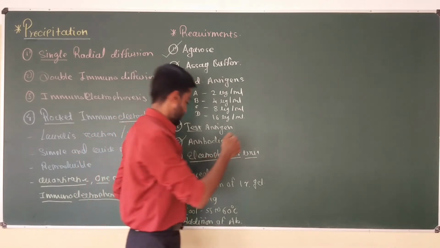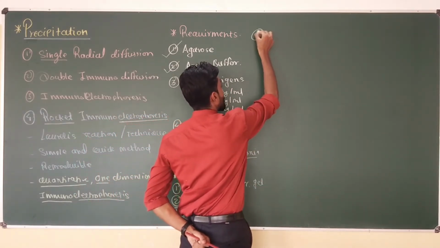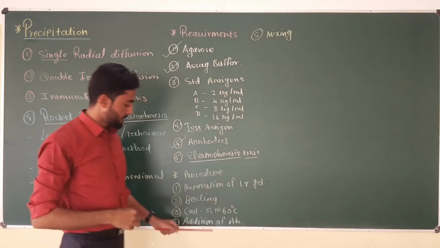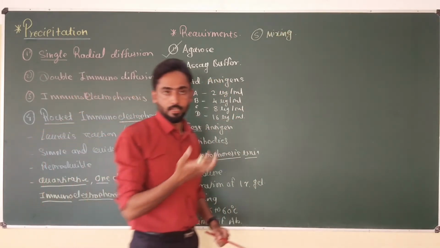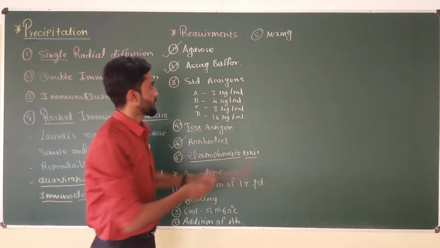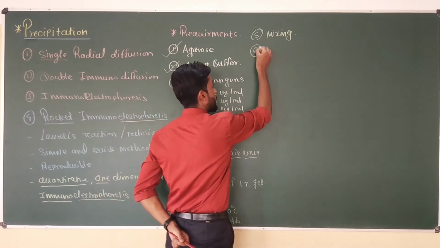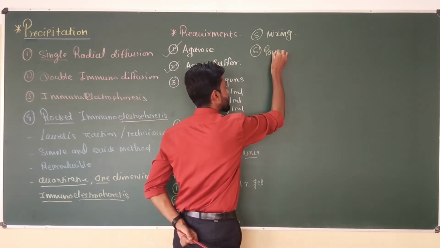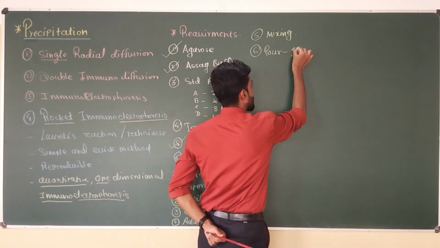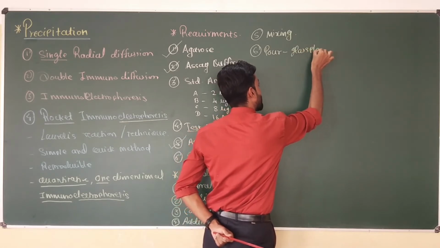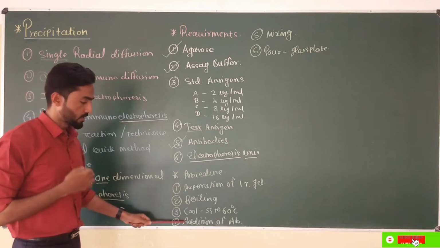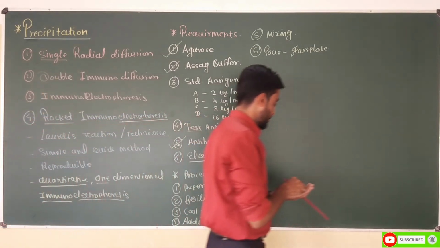After addition, the next step is proper mixing of the antibodies with the gel. During the mixing, avoid air bubble formation. After proper mixing, you can pour this gel onto the glass plate. So after gel preparation, boiling and addition of the antibody, the next step is pour on glass plate.